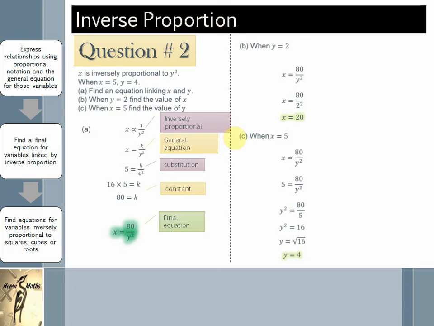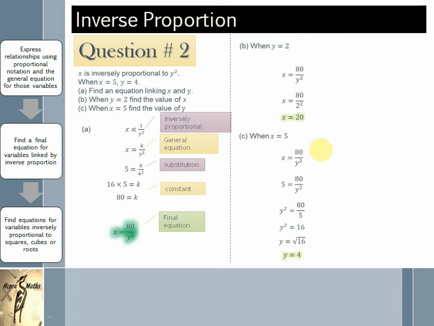Next, moving on to the b part, saying that y equals 2, find the value of x. When y equals 2, find the value of x. So we have to write the general equation first. x equals 80 over y square. x equals 80 over 2 square. 2 square is equal to 4. 80 divided by 4 is equal to 20. So we got the value of x equals 20.